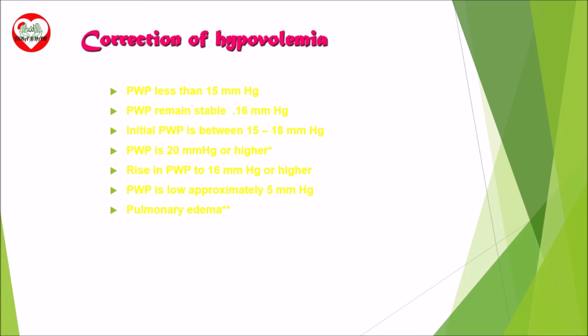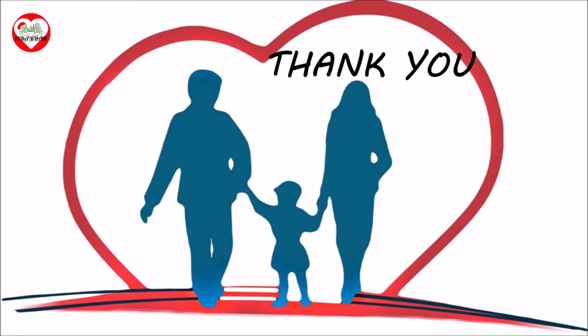PWP remains stable at 18 mmHg. Initial PWP is between 15 to 18 mmHg. PWP is 20 mmHg or higher. Rise in PWP to 16 mmHg or higher. PWP is low, approximately 5 mmHg. Pulmonary edema. Thank you.